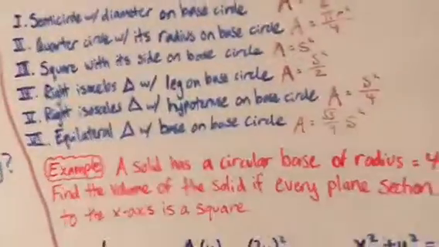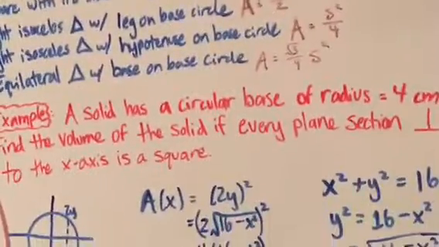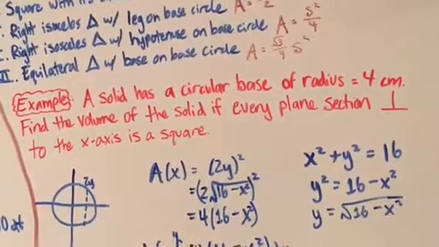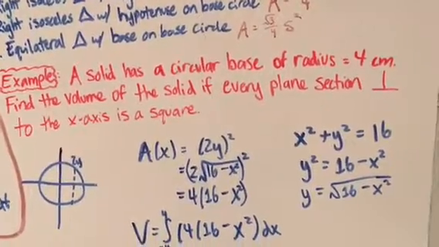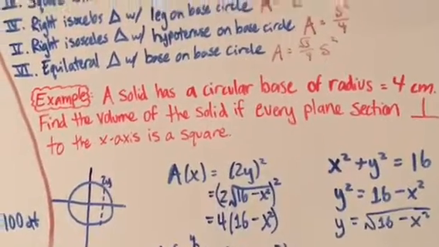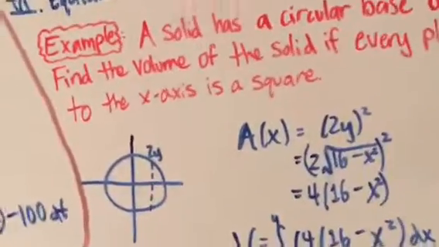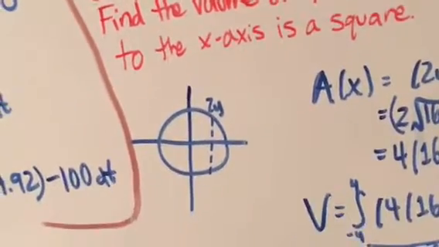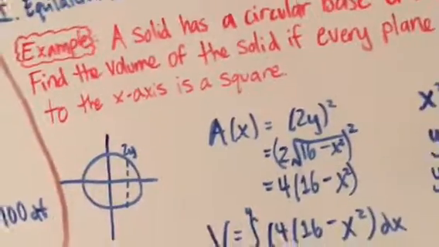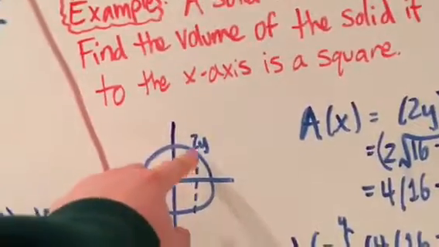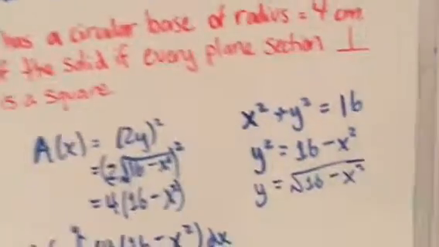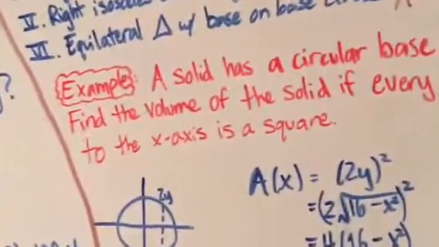Okay, so here's an example problem. A solid has a circular base of radius equals 4 centimeters. Find the volume of the solid if every plane section perpendicular to the x-axis is a square. So here's just a little graphical representation. Here's a circle, and then there's 2y, and this is perpendicular to the x-axis, and there would be square, square, square, square.